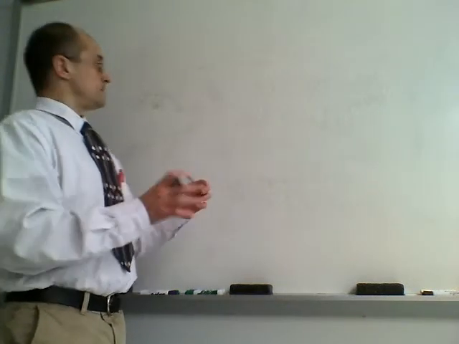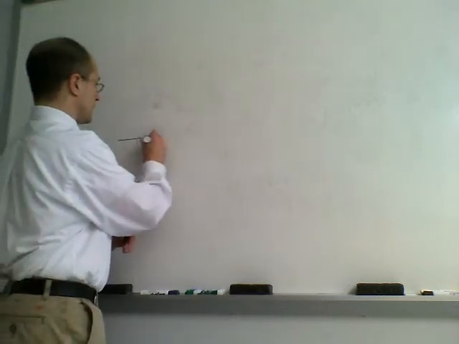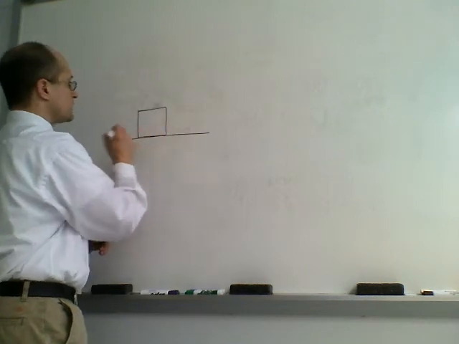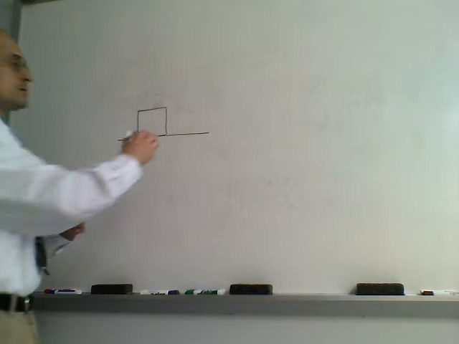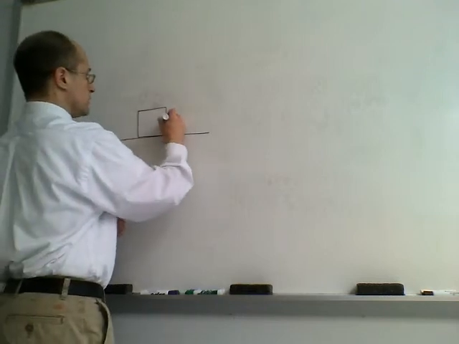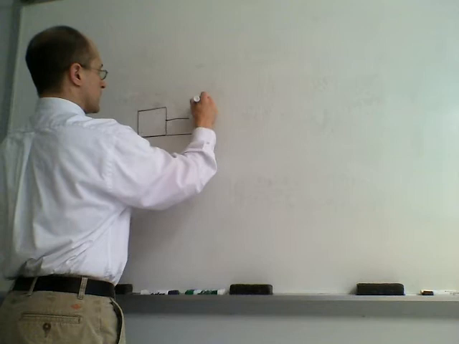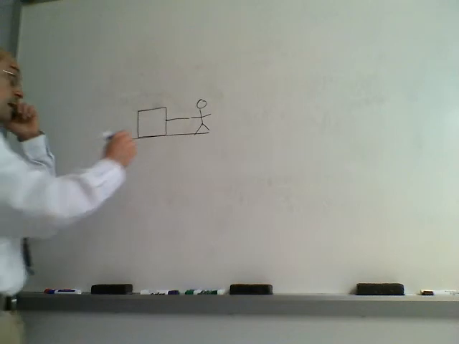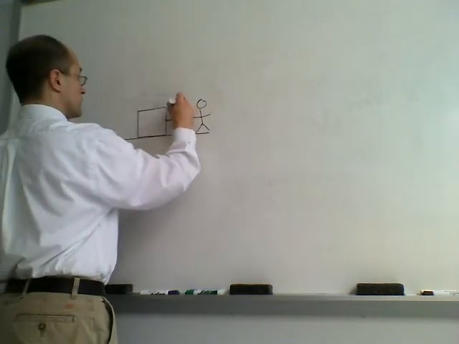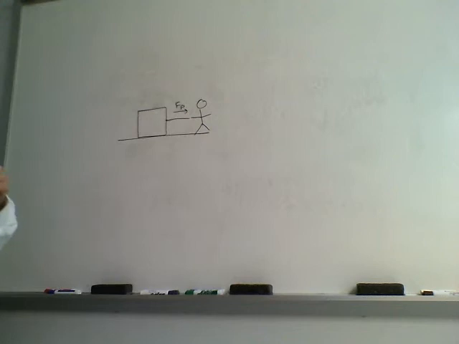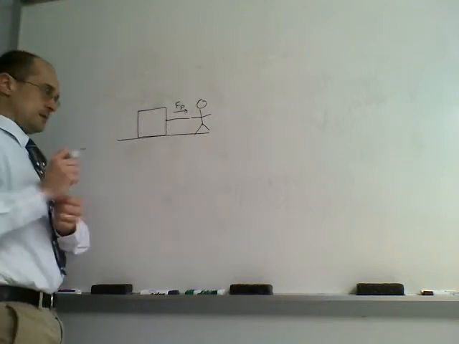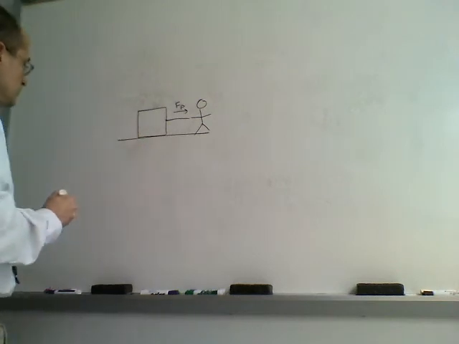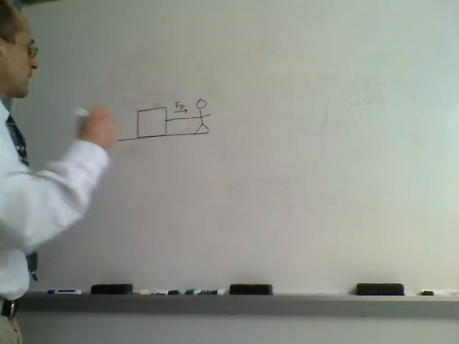Okay, what we want to look at now is, as we've done in other cases, we're going to take a box on a surface, attach a rope, and have somebody pulling on that rope. The idea is that there's going to be a force of pull on the block from the person tugging on the rope. And what we want to do now is include friction on the surface.